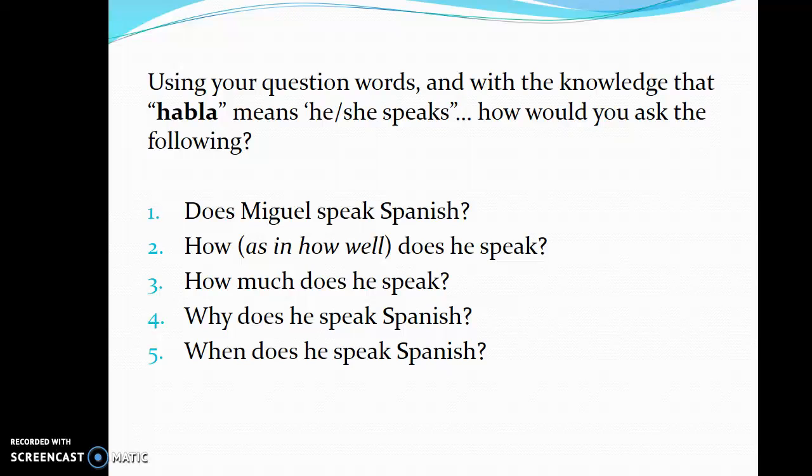Número cuatro, why does he speak Spanish? Okay, our word for why, or rather our words, we have two words, porque, with the accent on the I. ¿Por qué habla español? And then, número cinco, when does he speak Spanish? ¿Cuándo habla español? Okay, es todo por el momento. Hasta luego.